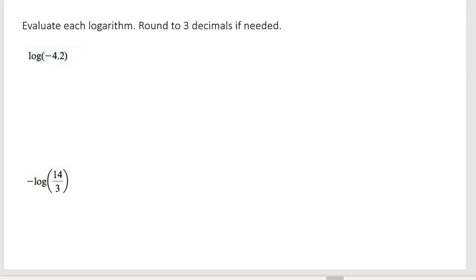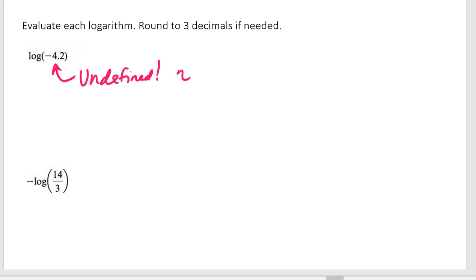In the next section, it asks us to evaluate each logarithm. In this section, we're going to use a calculator. Now, I don't even need to use my calculator, but you can put it in. If you use your calculator, it's going to say error because we just said that x has to be greater than 0. So this is undefined.